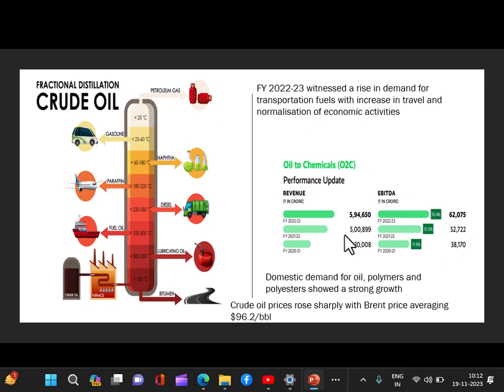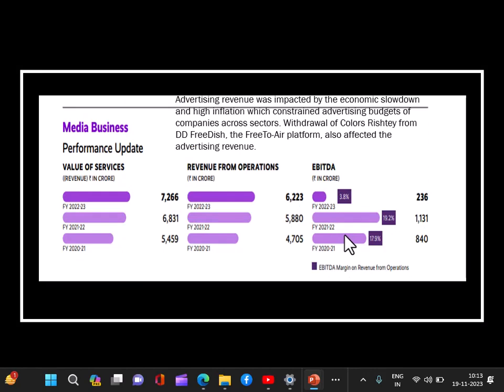Okay. Domestic demand for oil, polymers, and polyester showed strong growth. Crude oil price rose sharply, with Brent price averaging 96. So when the crude price goes up, it adversely impacts this business, because this is basically the raw material. But still, because there was a huge amount of demand for these products, this was a positive, and the negative was that crude prices rose sharply in the current year, 2022-23, from 60 to 93 during this period.